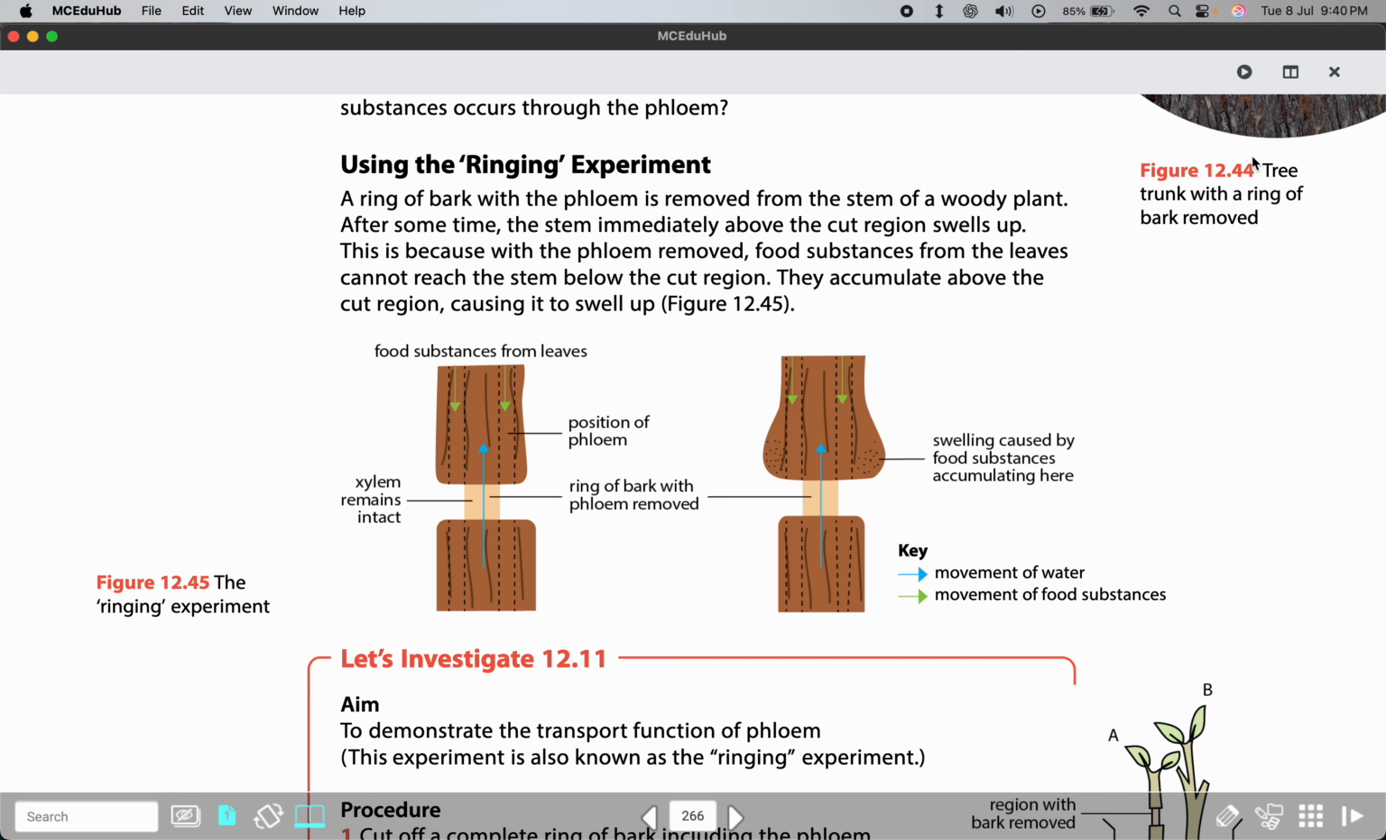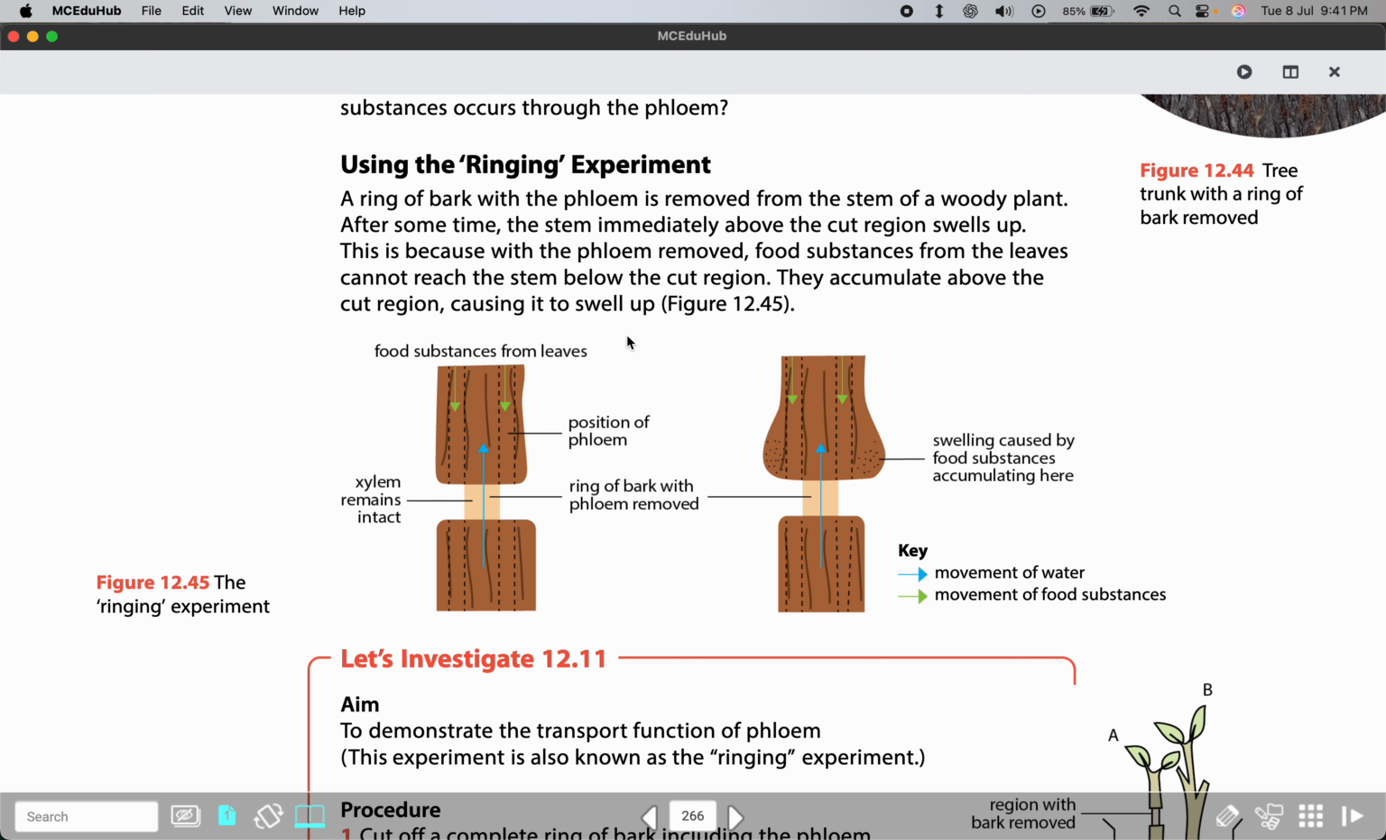In this case, exactly what we saw here, you cut a ring of bark with the phloem removed from the stem of a woody plant. After some time, the stem immediately above the cut region swells up. As you can see over here, this is the region above the cut, it swells up. This is because the phloem is removed and the food substances from the leaves cannot reach the stem below the cut region. Why is that the case? We know that the food moves through the phloem, but as it reaches here, it's an empty space, and the food substance cannot jump across, so it gets stuck in the phloem. And this will cause it to swell up.